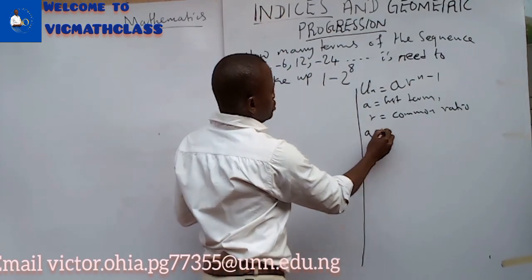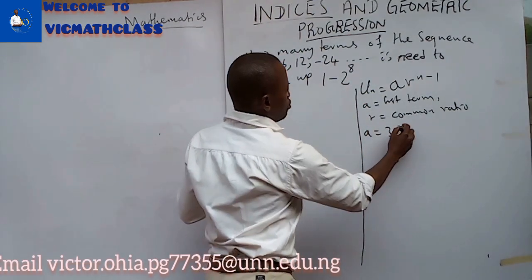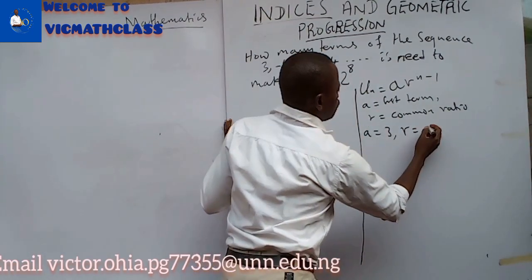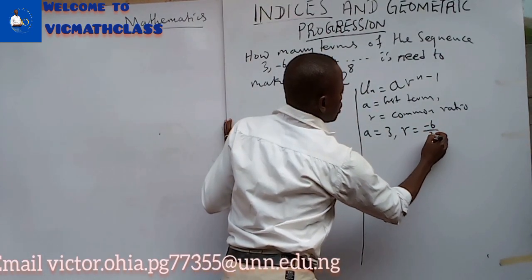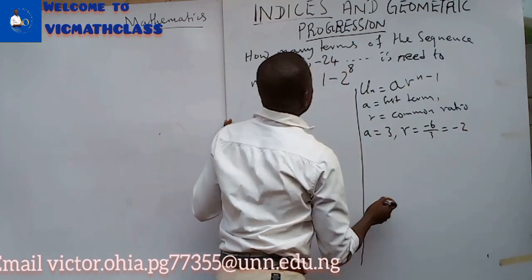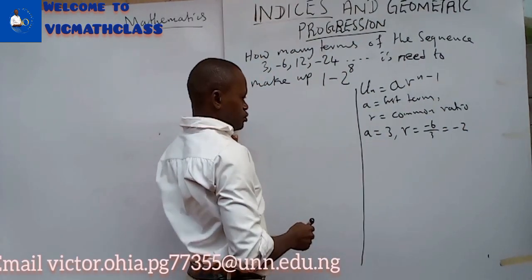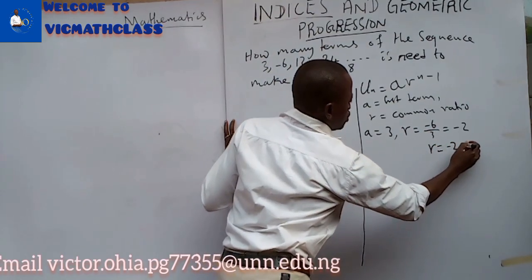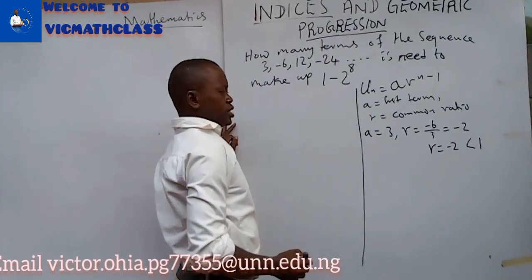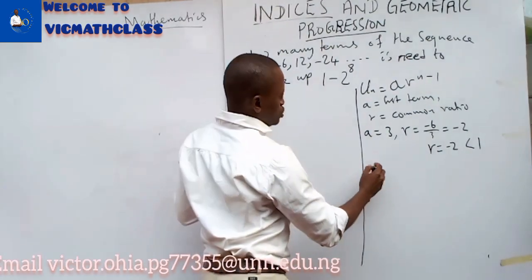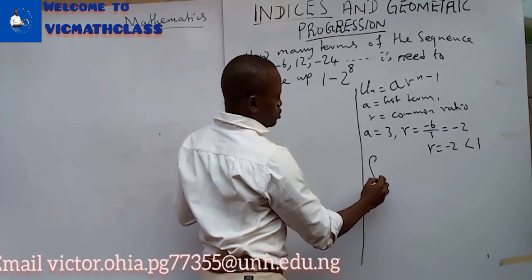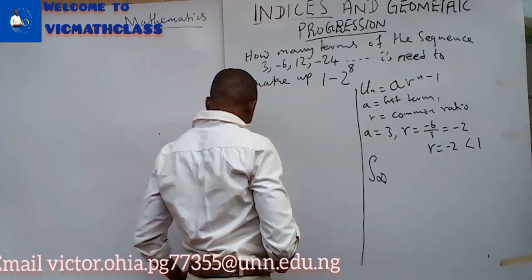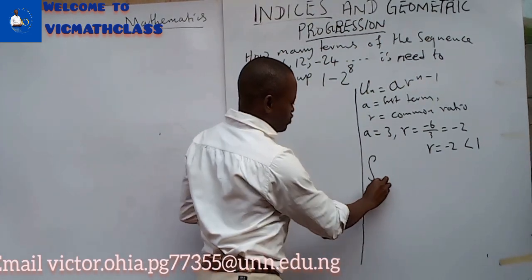So what am I saying here? Our a now is 3, the first term, and the common ratio r is latter divided by former, which is minus 6 over 3, and that will give us minus 2. You can still compare it here to give you the same value. Now, you realize that the common ratio minus 2 is less than 1. And that is what is going to compel us to use this formula for the sum of a geometric progression. Sorry, not sum to infinity.